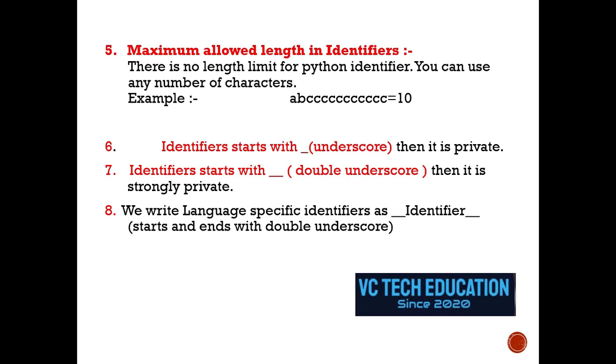If an identifier starts with an underscore, then it is private. If an identifier starts with a double underscore, then it is strongly private. We write language specific identifiers: underscore identifier, double underscore identifier, and identifiers that start and end with double underscore. That comes under the specific identifiers.